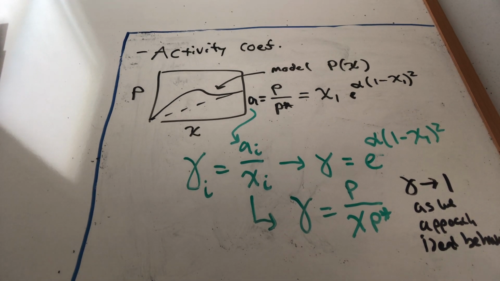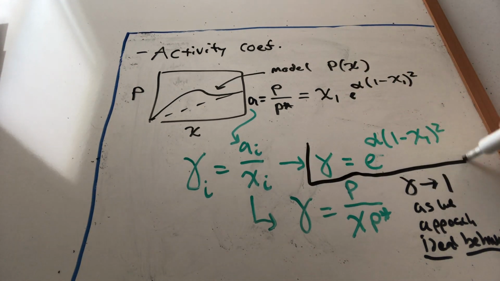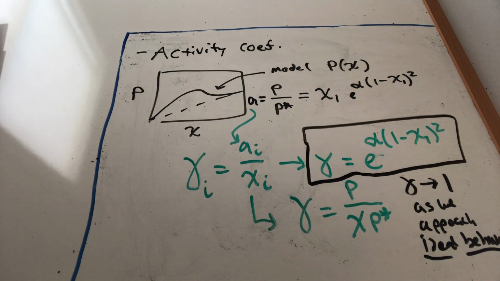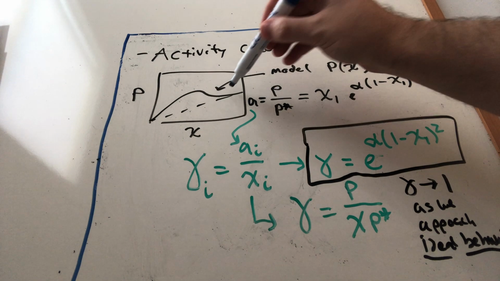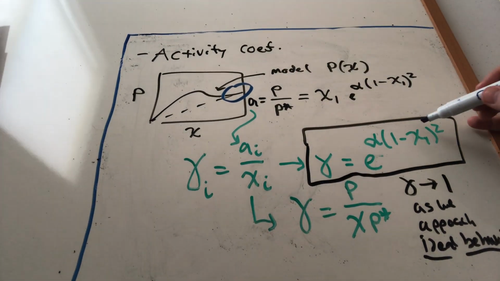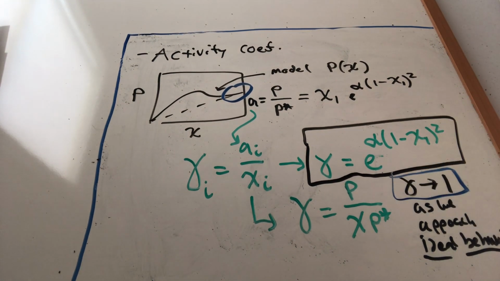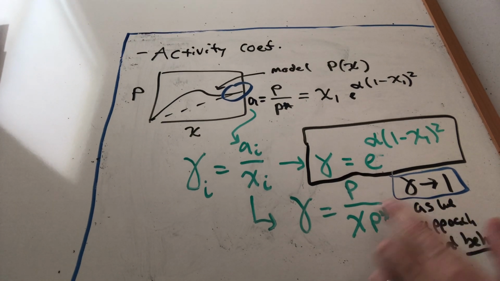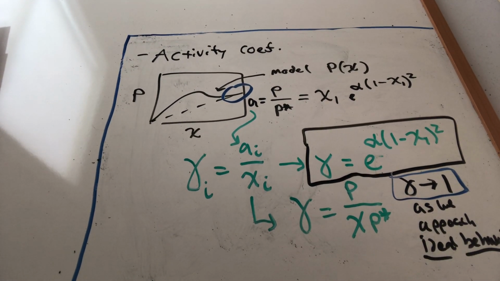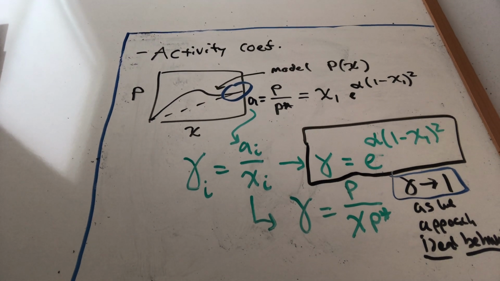And gamma measures that. The closer we are to 1, that says ideal behavior. The better off we are. Following this example, when is this going to be close to 1? Remember what we said about activity and where activity starts to look like concentration. In this Raoult's law curve, when chi is big, when chi approaches 1, this goes to e to the 0, and what do we see? Our gamma is approaching 1. If our gamma is far from 1, then we're far from ideal behavior.